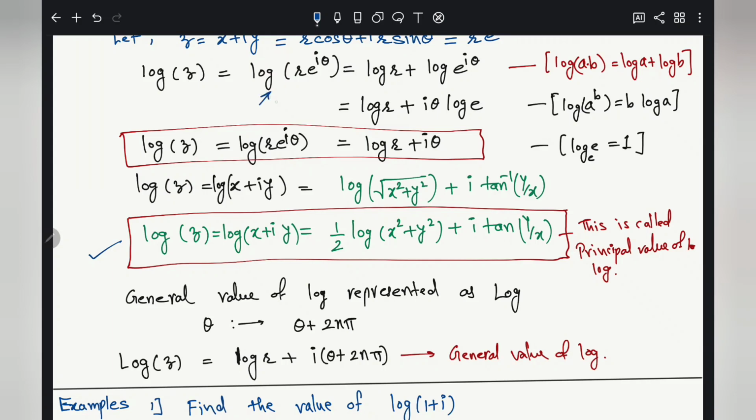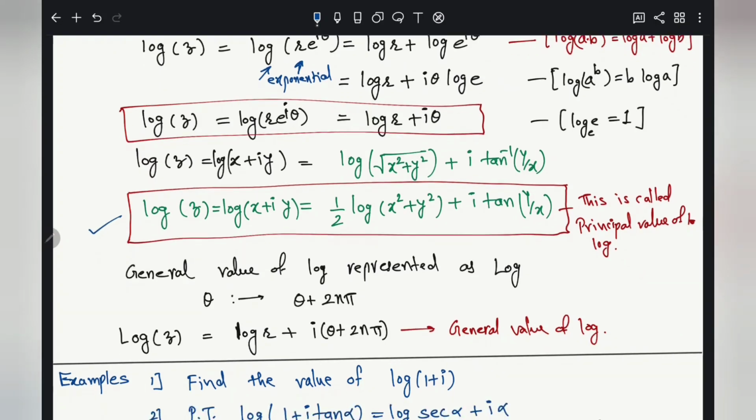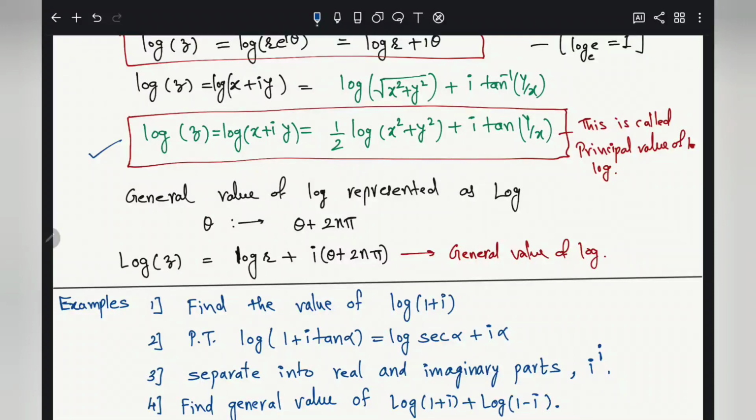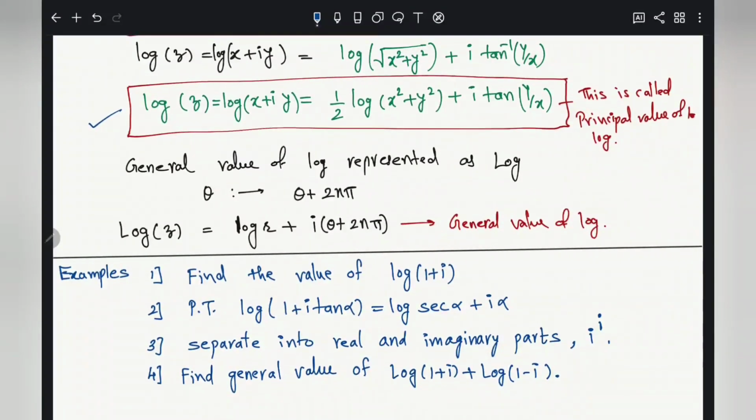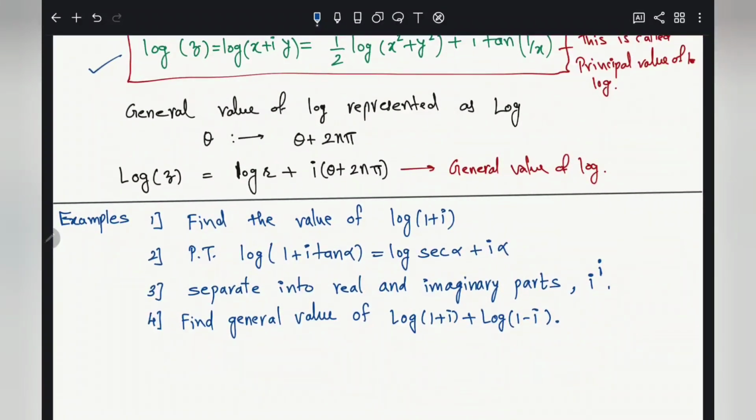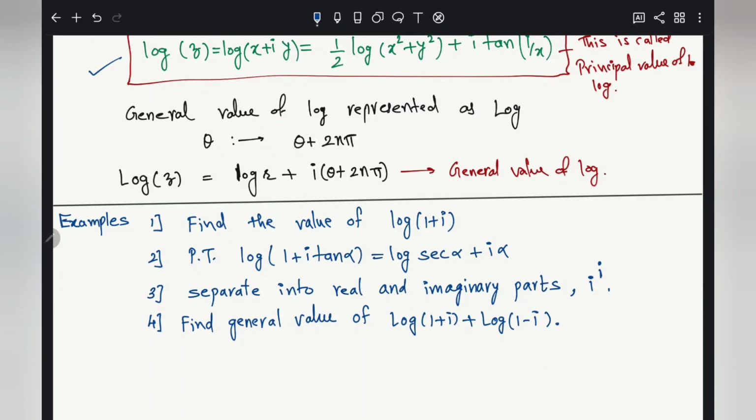See, if you know this exponential form of a complex number, then you can very easily write down the definition of log, and it is easy to create on the spot. So you need not even remember it, or struggle much to remember the definition. Now let's proceed quickly to find the solutions to these problems.